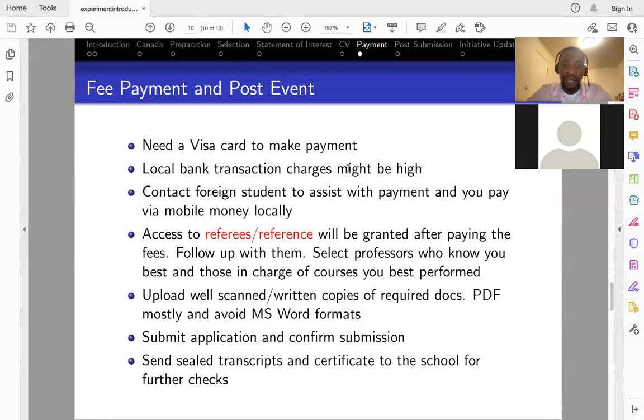Now, in terms of the payment, you need a MasterCard to do the payment. And here as well, what I realize is the transaction fee might be just too high. So if you know someone abroad, the person can equally pay on your behalf, then find someone to send the mobile money to.